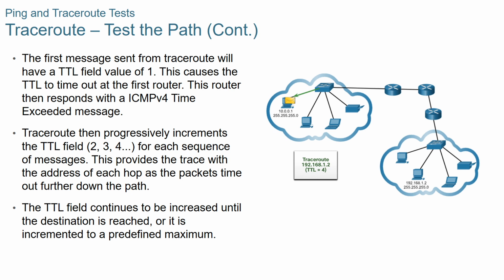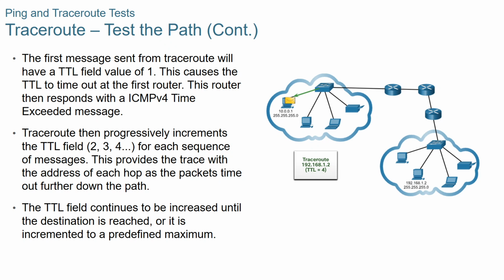So the first message sent from a Traceroute will always have a TTL field value of 1, which causes the TTL to time out at the first router. This router then responds with an ICMP v4 time exceeded message, so that causes it to send that time exceeded message back. Traceroute then progressively increments the TTL field, 2, 3, 4, for each sequence of messages, which provides the trace with an address of each hop as the packets time out further down the path.